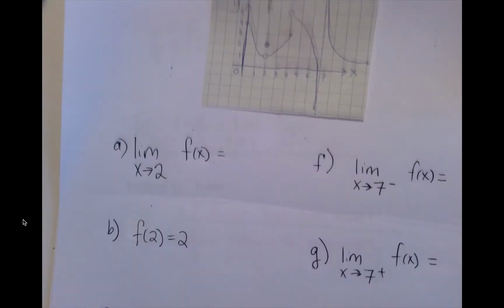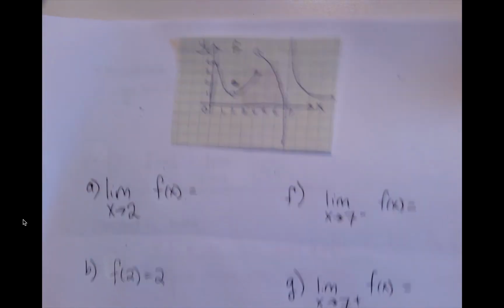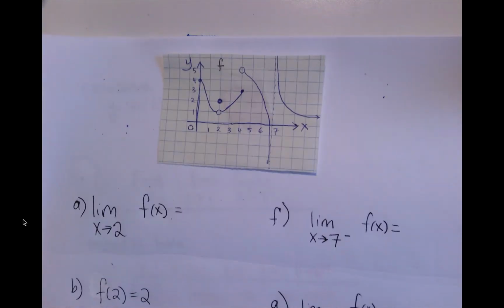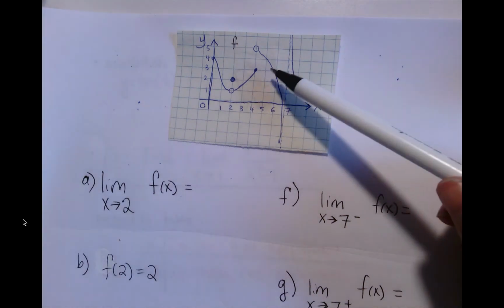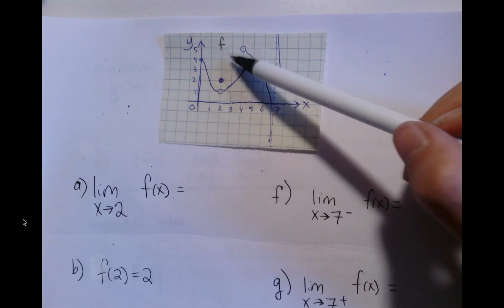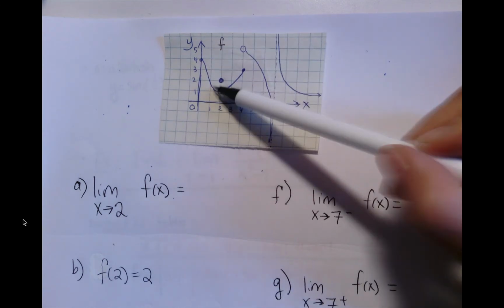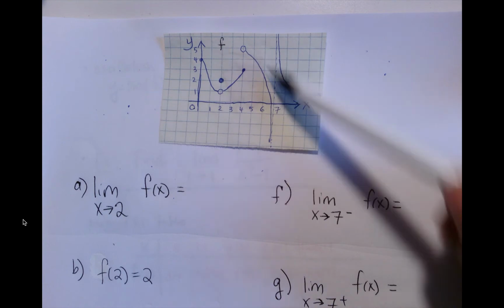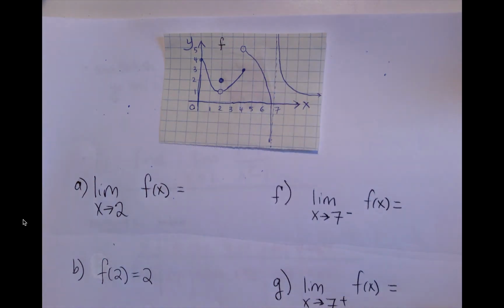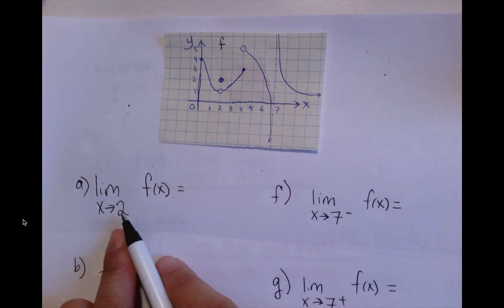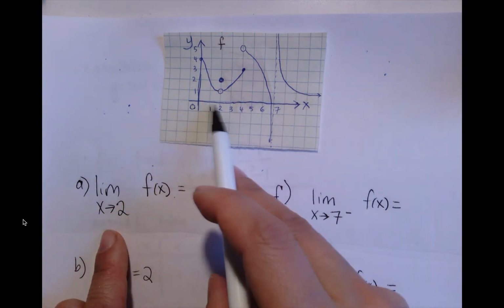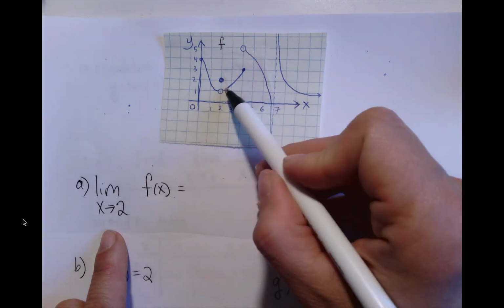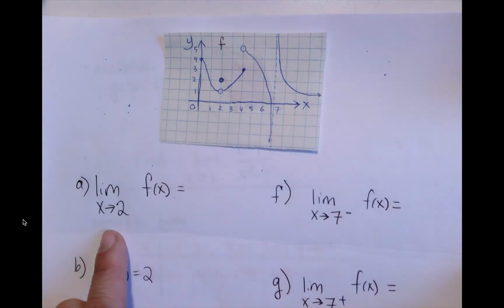Next, I'd like to do another example of this skill. This skill is computing limits from a graph. So here I have a graph of a function f. You can see this graph has more interesting behavior. It's broken into a bunch of pieces. So the limit as x approaches 2, these are the x values. As x approaches 2, I look at what my function is doing. It's going down this way.